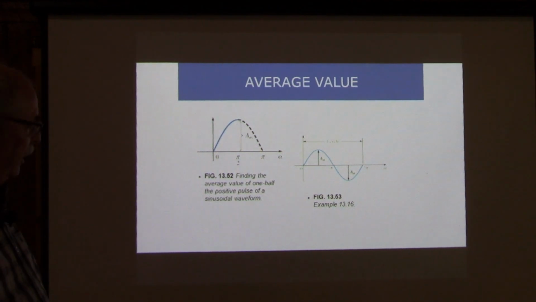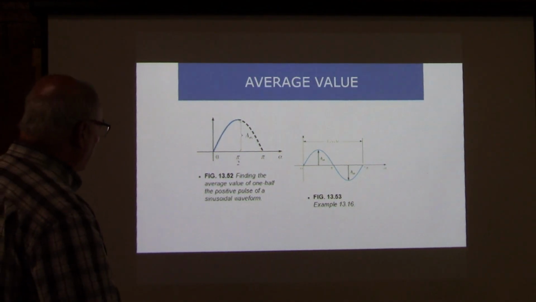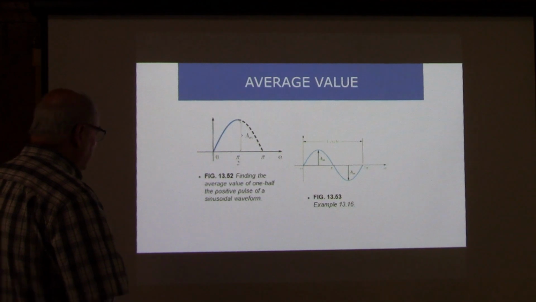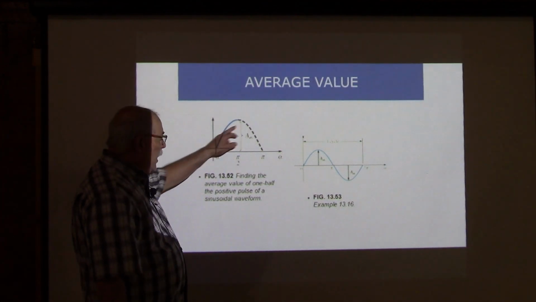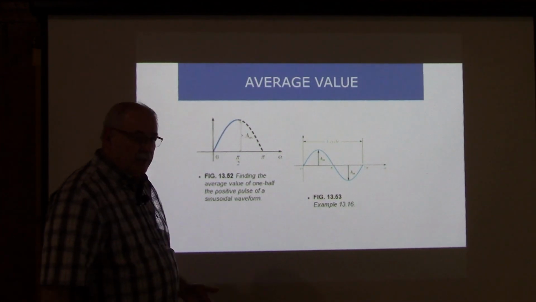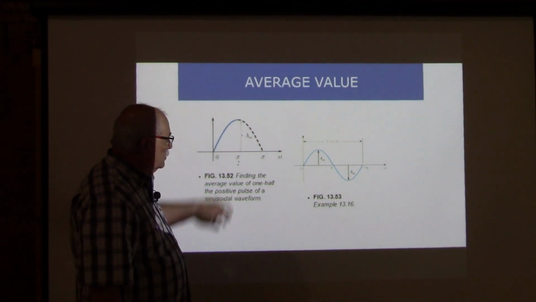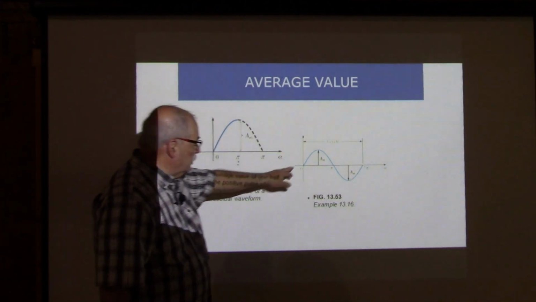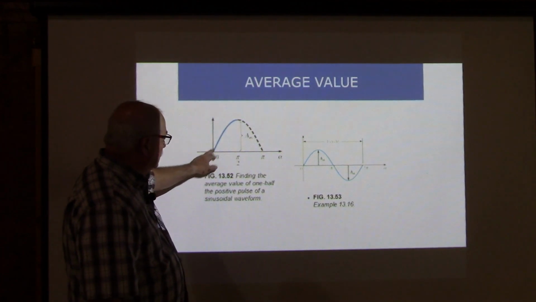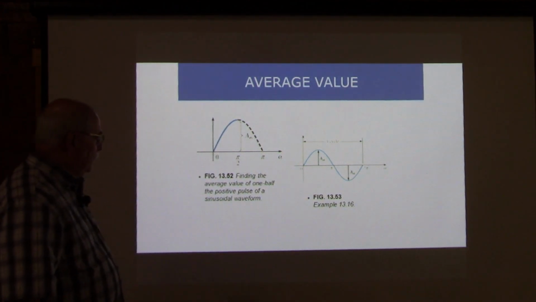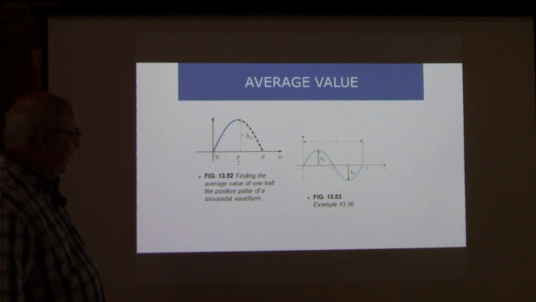So again, here's finding the average value of 1/2 of a positive pulse. We call 1/2 of a sine wave a positive pulse. All right, it's really half of the sine wave, as opposed to here's a full sine wave over one cycle. This is half a cycle. So this is how we find the average for this.